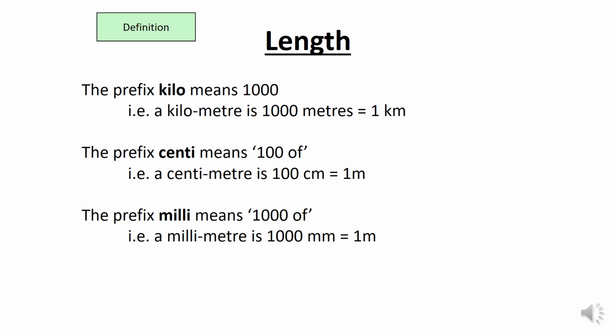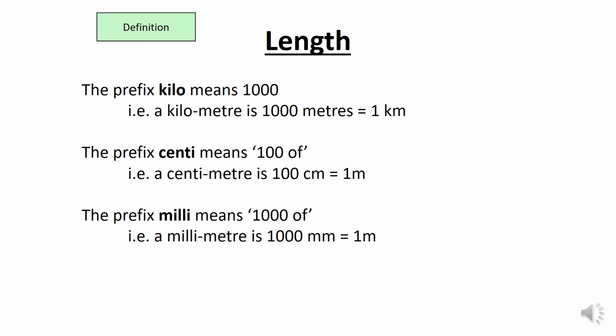Okay, so I want you guys to have a look at the text below. The prefix kilo means 1,000. So wherever you see kilo, you know that it's linked to 1,000. Okay, so kilometer, you can also have a kilogram as well. So those are always going to be linked to 1,000 of something. Okay, so kilometer would mean 1,000 meters. And kilogram would obviously be 1,000 grams.